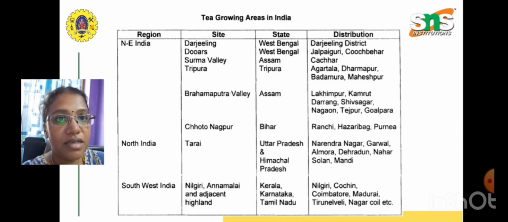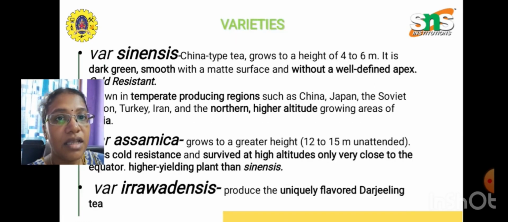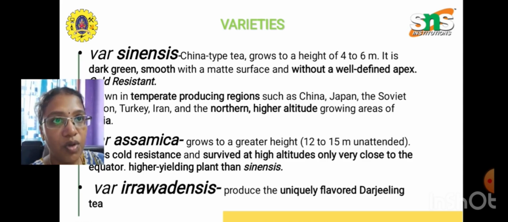In northeastern India, they are most distributed in the states of West Bengal, Assam, Tripura, Bihar, and in North India in Uttar Pradesh and Himachal Pradesh. In Southwest India, Kerala, Karnataka, and Tamil Nadu are the tea growing areas. And there are many varieties of tea that are known to everyone.